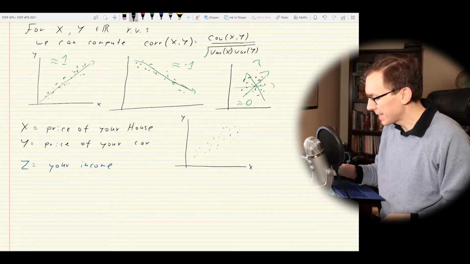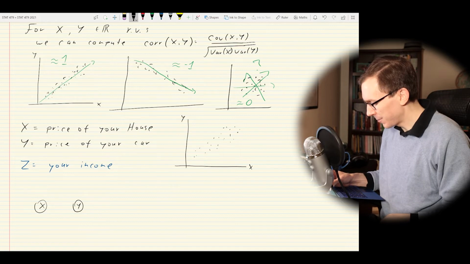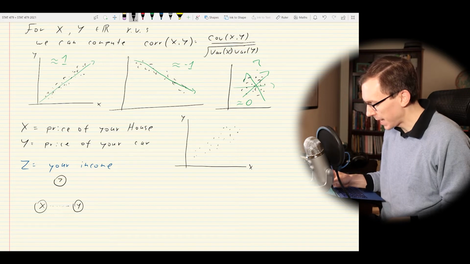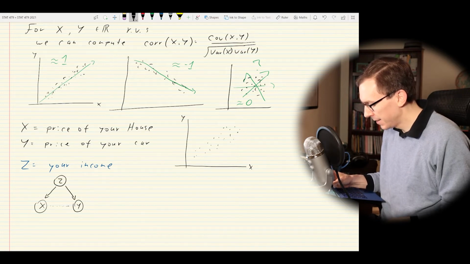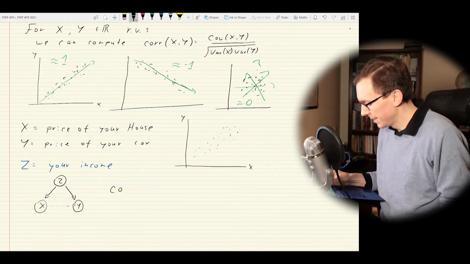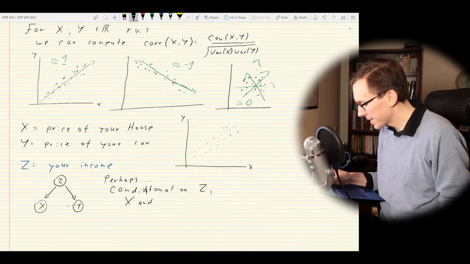So what we could imagine is that we have a graphical structure. So we have our X and we have our Y, and we might think that there's a correlation here between them, but actually what's happening is we have some other variable Z that is influencing both of them. And the idea is that we could claim that, I'll say perhaps, because I don't actually have real data to test this, perhaps conditional, if I can spell that right, conditional on Z, we have that X and Y are uncorrelated.